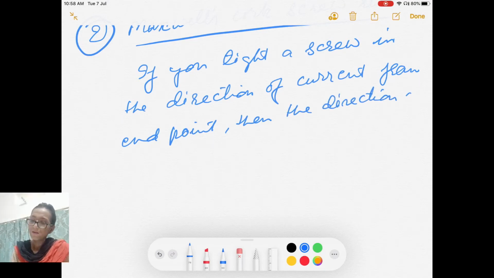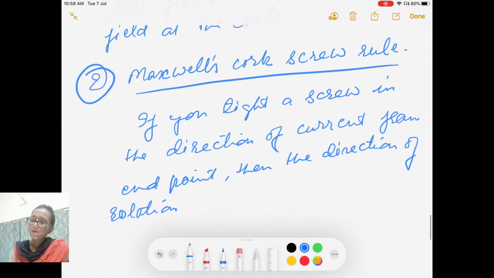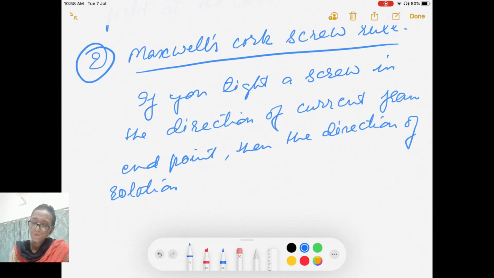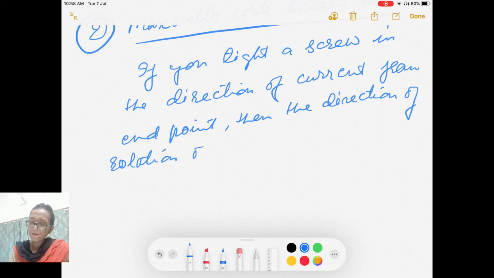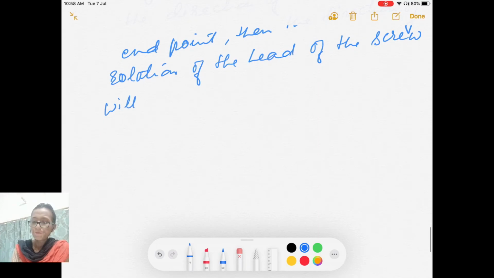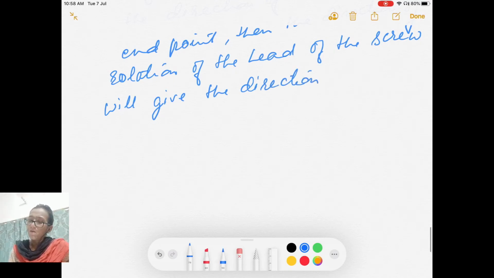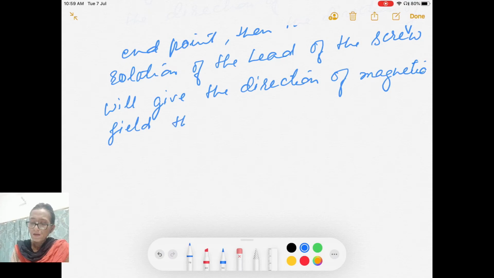The direction of rotation of the screw, or even a cork, the rotation of the head of the screw will give the direction of magnetic field at the various points.